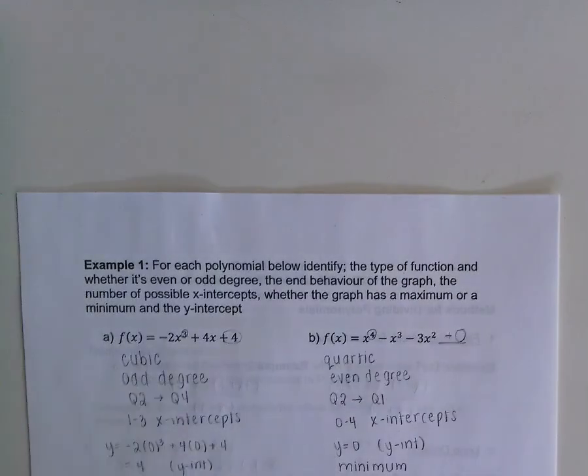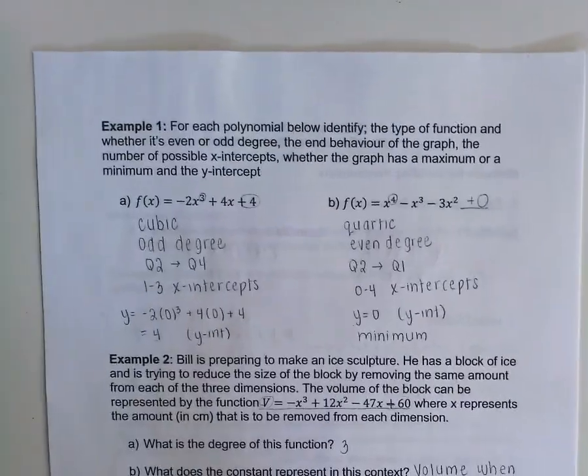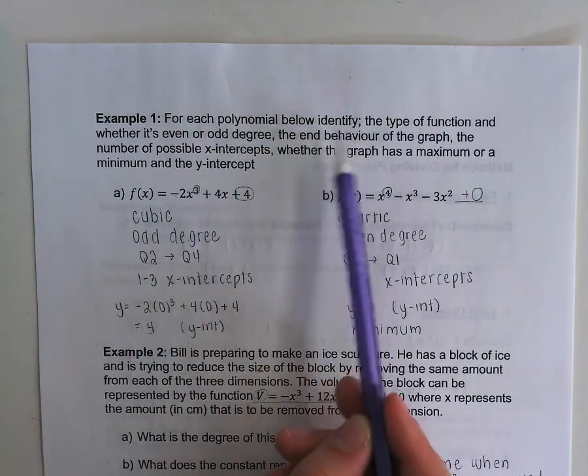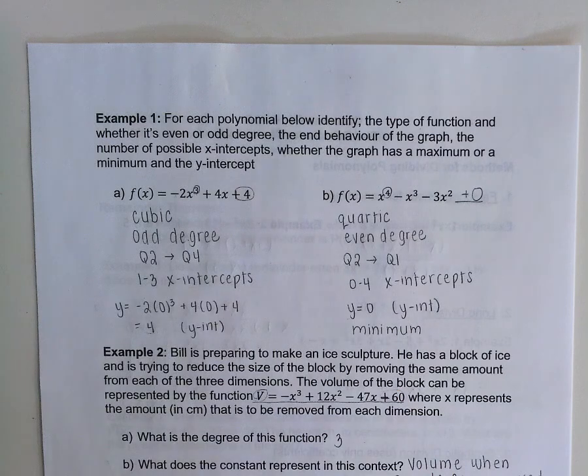When we flip over to the next page, we've got a couple examples here. In these examples, I've asked you to identify the type of function and its degree, its end behavior, the possible number of intercepts, whether it has a max or a min, and to state the y-intercept.